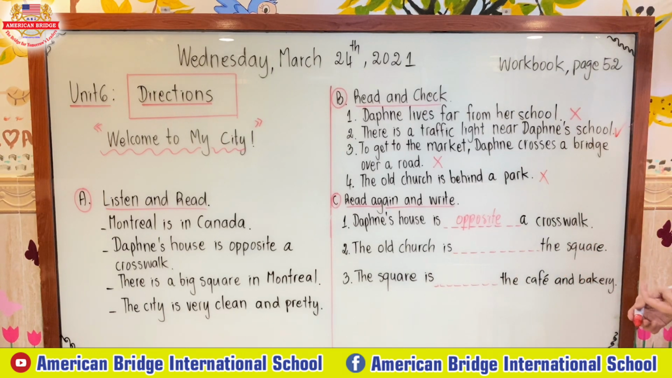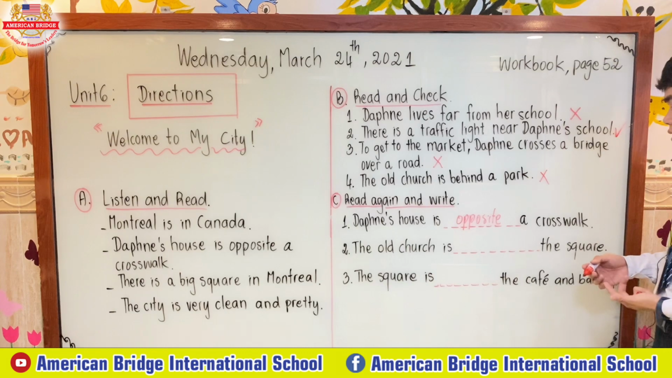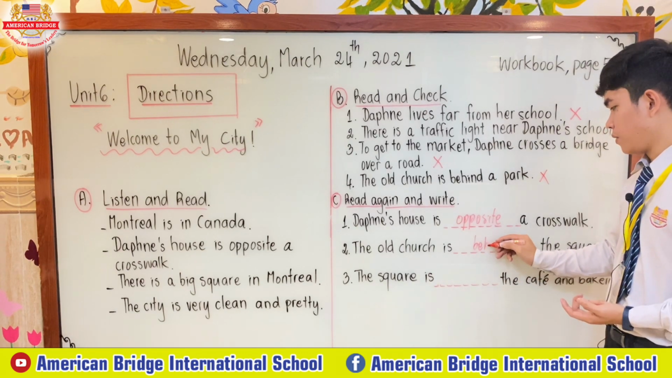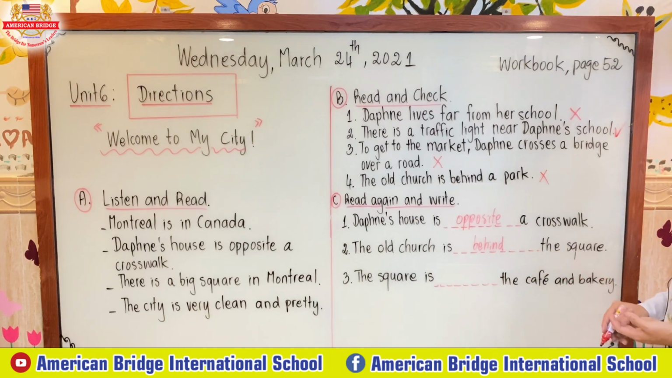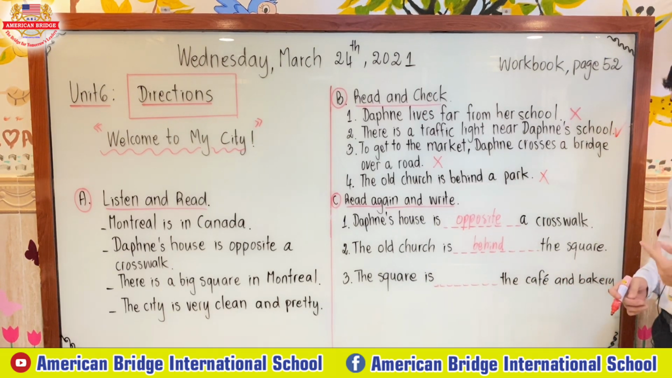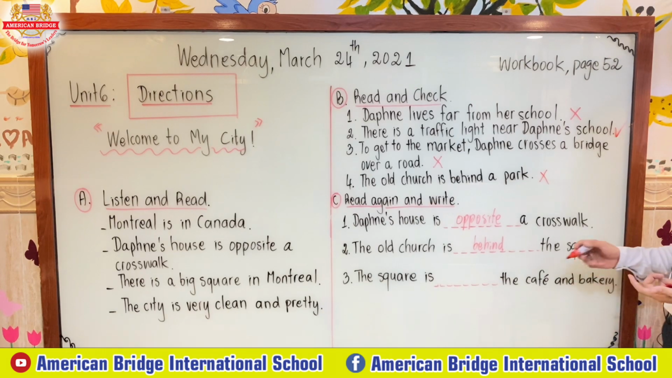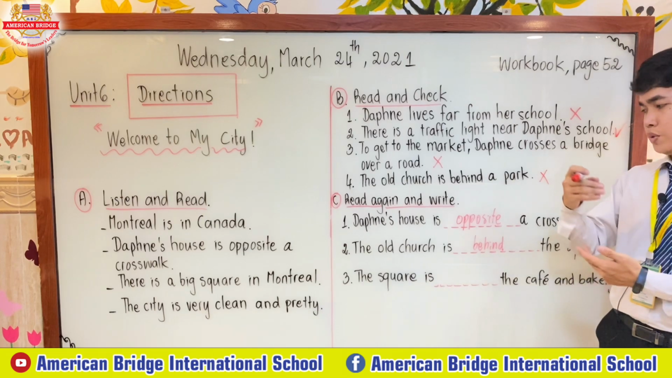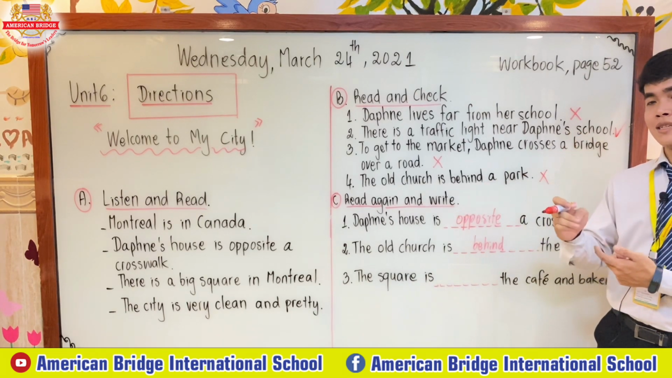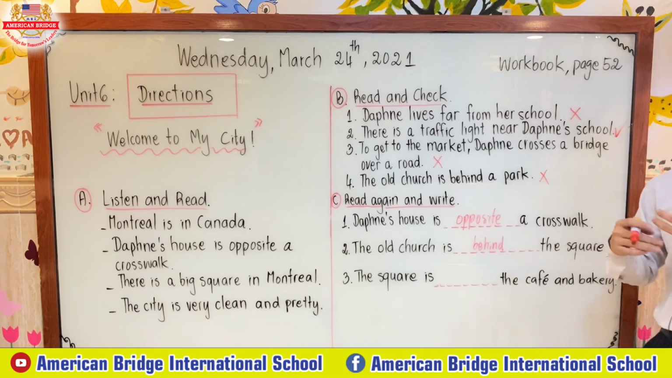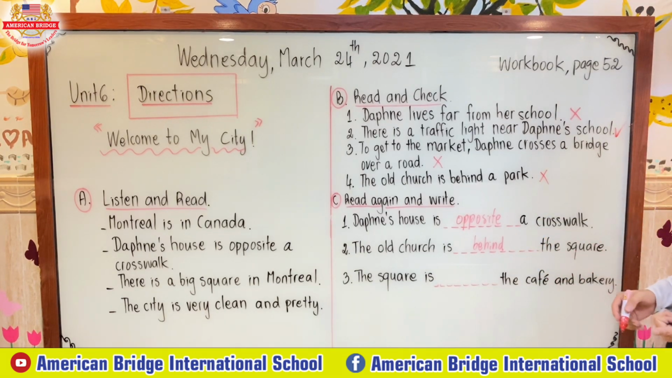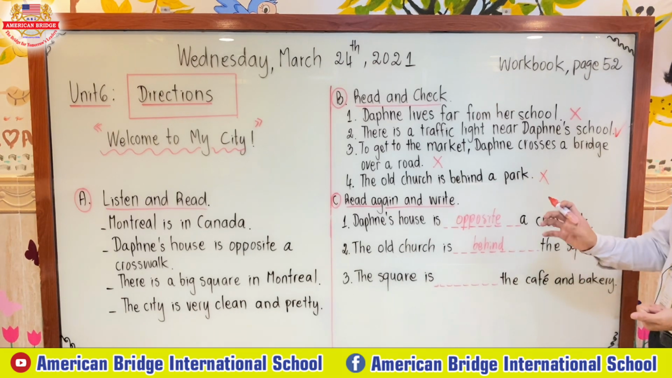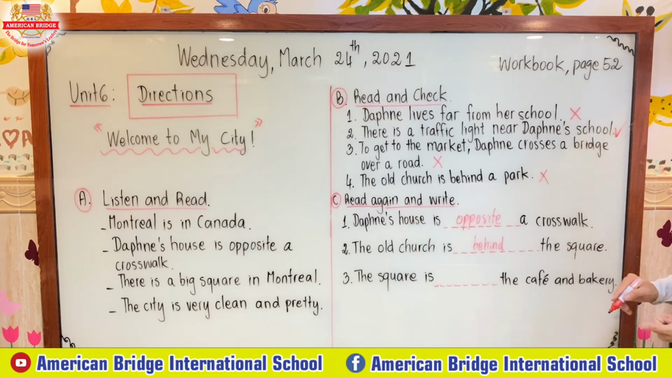Okay, so number 2, the old church is behind the square. So that's what we have done in part B. Okay, so number 3, the square is blank the cafe and the bakery. Yes, of course. So in Montreal there are the cafe and the bakery, and they don't mention how far the bakery or the cafe is from the square, but actually that cafe and bakery are near to the square, right? So the answer is near. The square is near the cafe and the bakery.